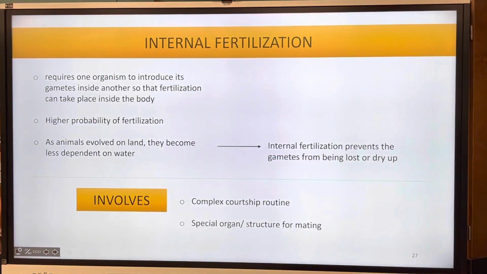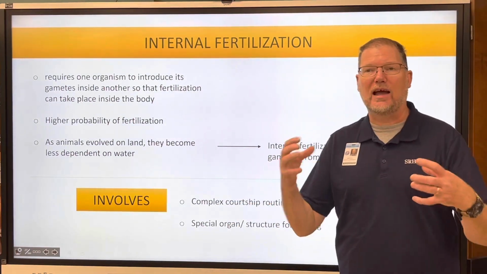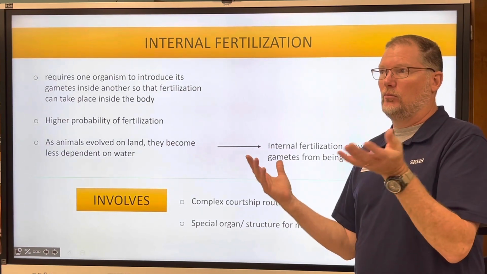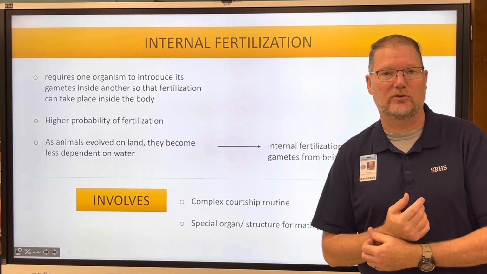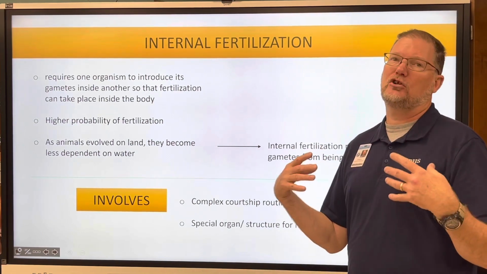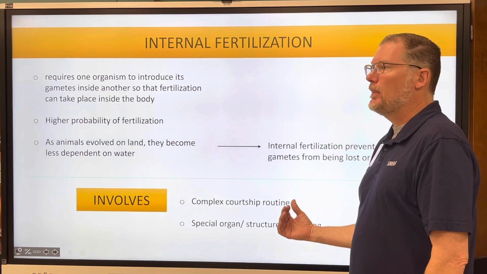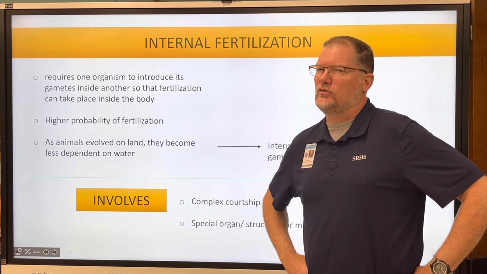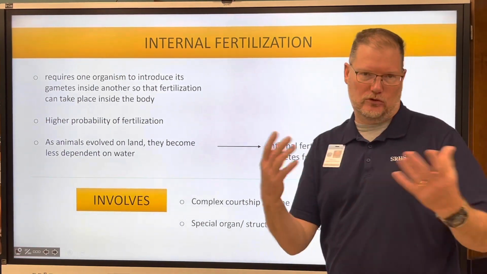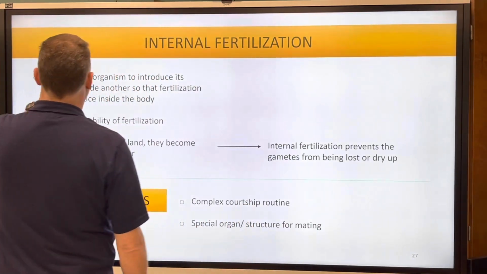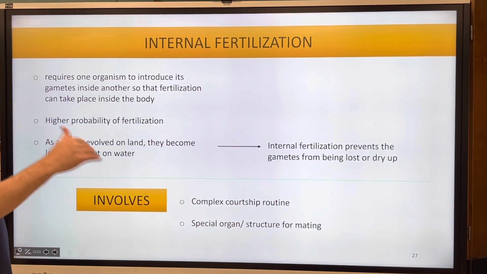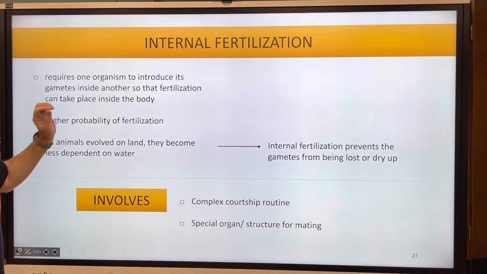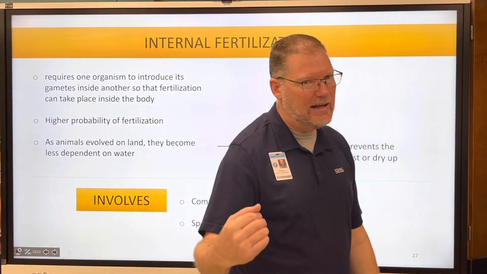Okay, so comparing the external to the internal now, right, which occurs in a vast array of different kinds of organisms, from invertebrates to cartilaginous fish to bony fish. Actually, I don't know if there are any bony fish that have internal fertilization. Cartilaginous fish, like sharks, we'll talk about that. And then, of course, your mammals. That requires one organism to introduce the gametes inside the other, so fertilization takes place inside the body. Much higher probability. You're putting them where they belong immediately, right?